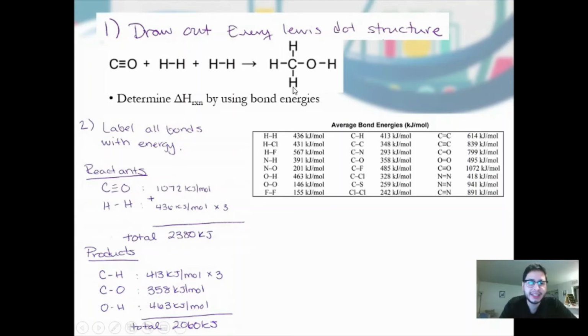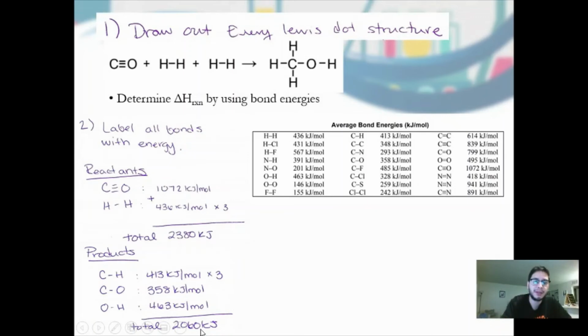Another bond that I recognize is this CO bond. I only have one of them, and I'm going to look up the energy on the table. This is a single CO bond. It has an energy of 358. This OH bond is my last bond in this product, and that has an energy of 463 kilojoules. If I add all of those bond energies of my products, then I get 2060 kilojoules.